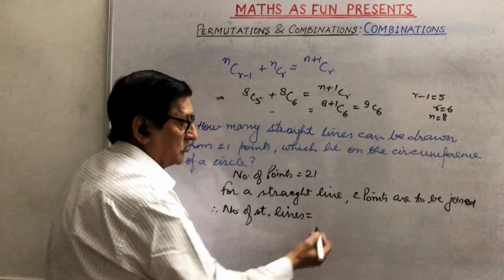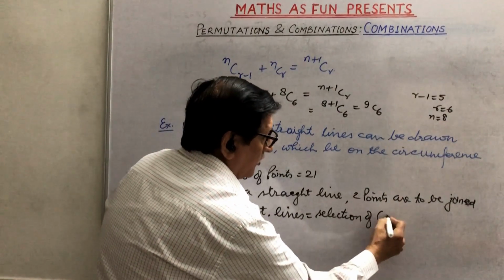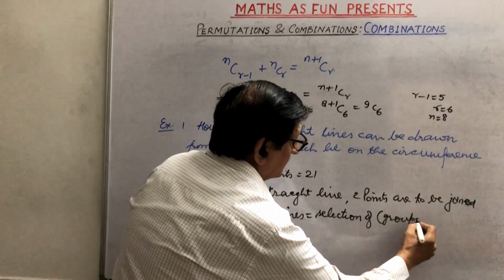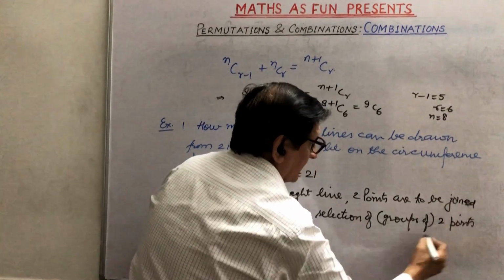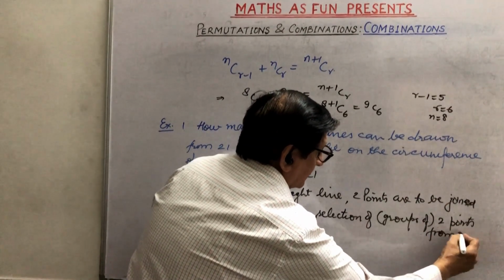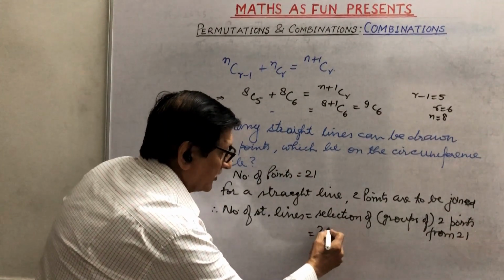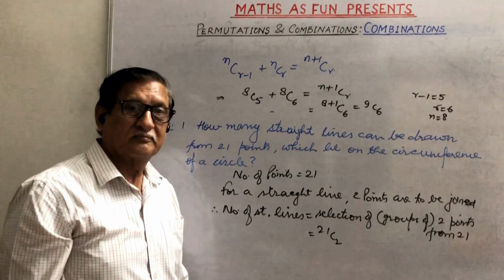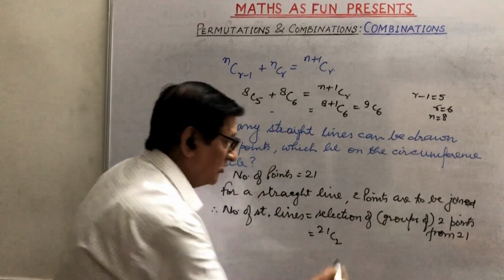will be equal to selection of or groups of 2 points from 21. Is it equal to 21C2? And we know how to calculate 21C2.